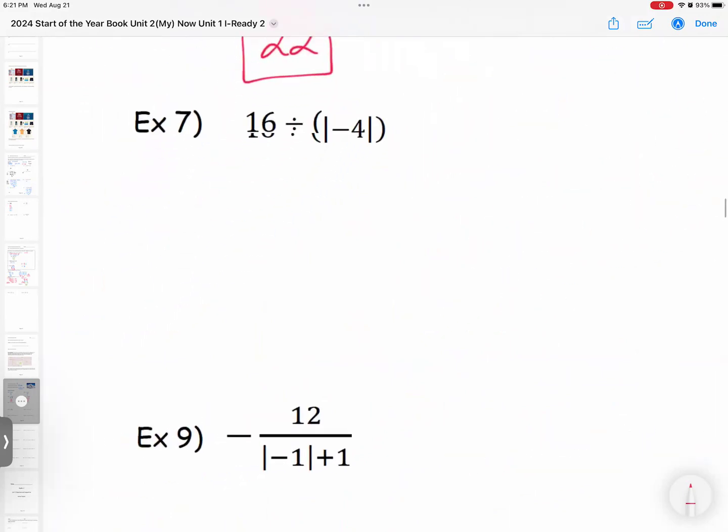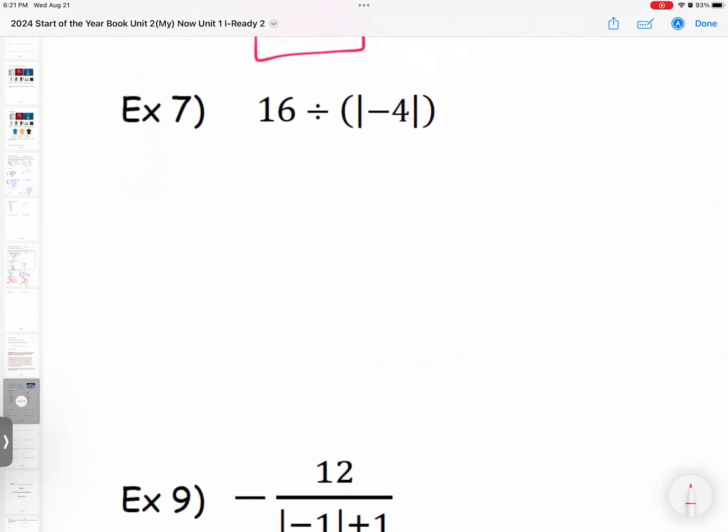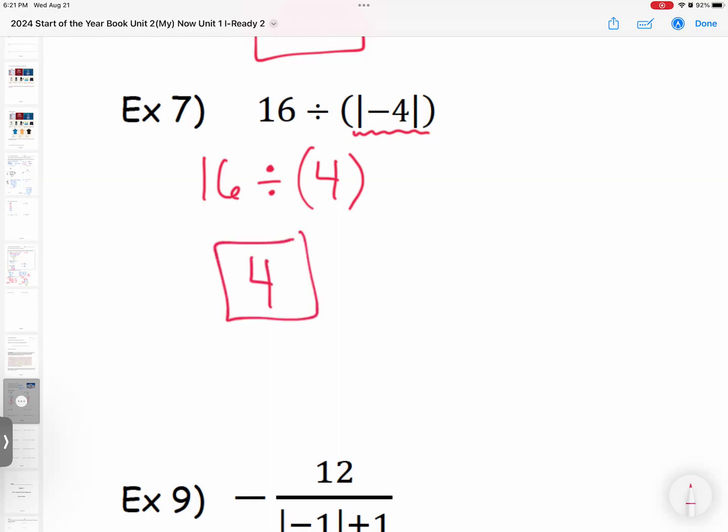Now, as we move on to 7, again, you really have to follow GEMDAS. So here we have 16 divided by, this is a grouping going on first, because again, you have to treat absolute values much like a grouping. The multiplication, division, exponents, that comes afterwards. So here you end up with 16 divided by the absolute value of -4 is just normal 4. Now you end up with 16 divided by 4, which would just yield us 4, normal 4.